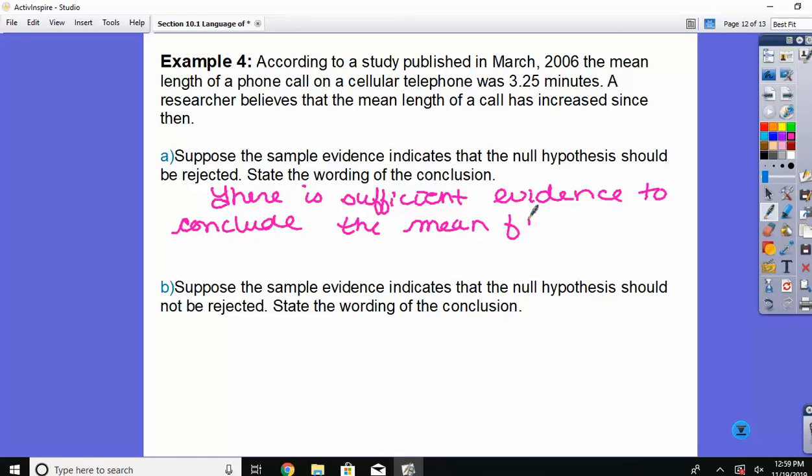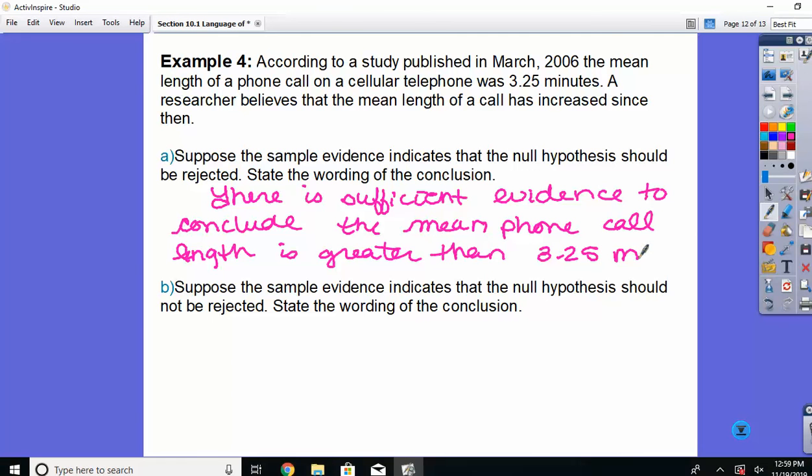is greater than 3.25 minutes. We didn't say with 100% certainty, I know the average phone call length is more than that. We just said there is enough evidence for me to conclude that this is probably true.